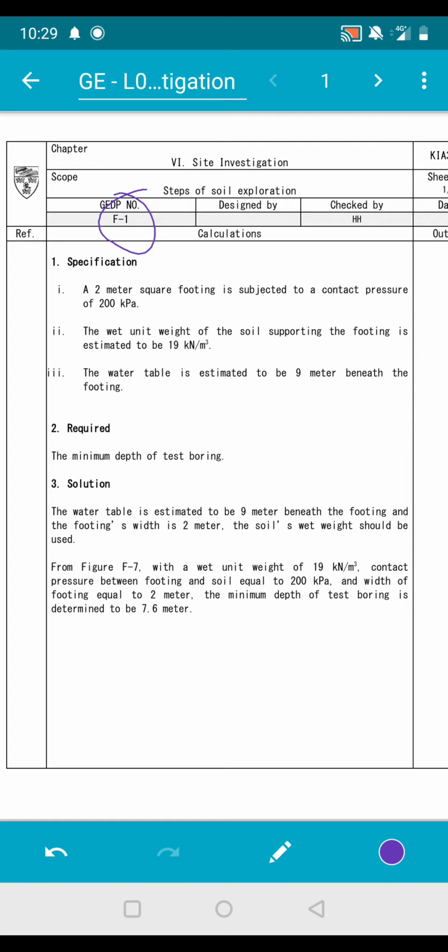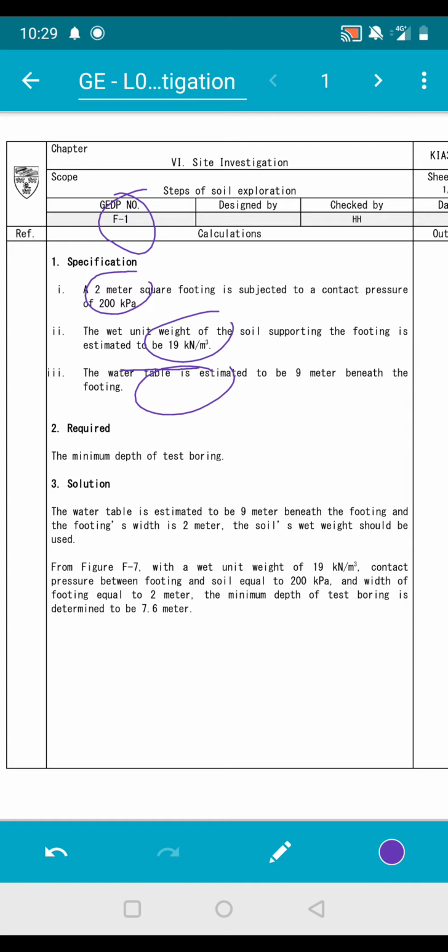A 2 meter square footing is subjected to a contact pressure of 200 kPa. The wet unit weight of the soil supporting the footing is estimated to be 19 kN per meter cube. The water table is estimated to be 9 meter beneath the footing. So you have three pieces of information here, 1, 2, and 3. And the required is the minimum depth of test boring.